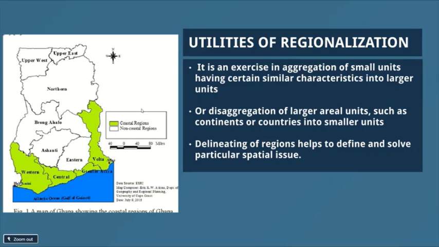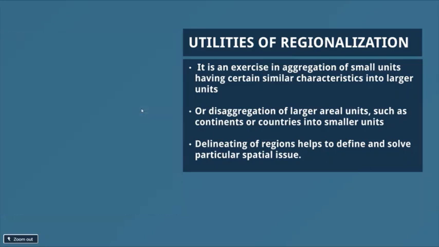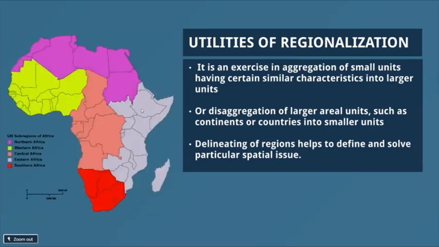Regionalization can also be the other way round. It can be the disaggregation of larger units, such as continents or countries, into smaller units. In this case, Africa is a large unit, but we want to split Africa into sub-regions. So here we are disaggregating Africa into smaller units such as West Africa, North Africa, South Africa, Central, and Eastern Africa.